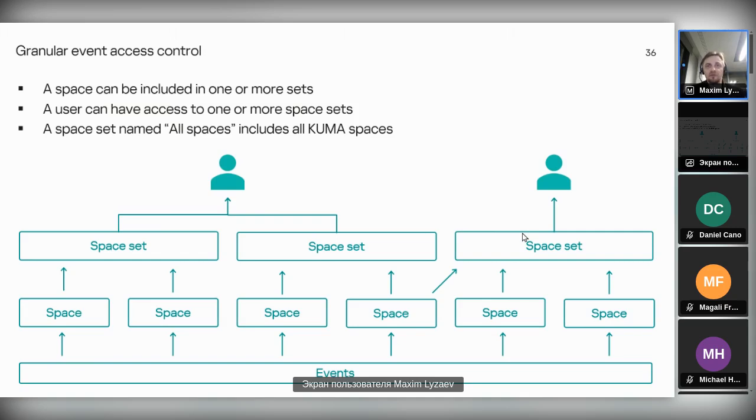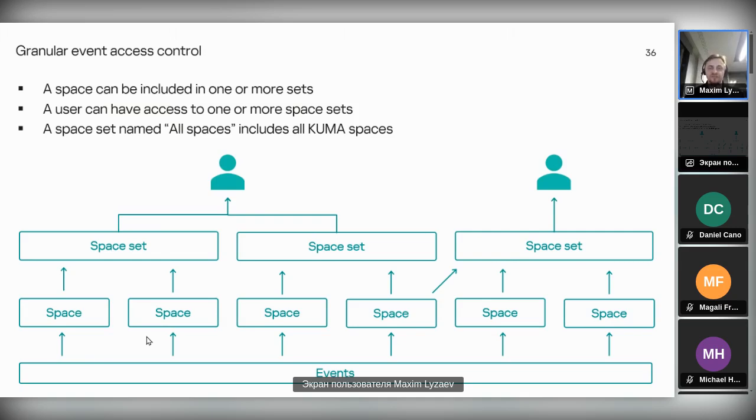Spaces are needed not only for granting access, but also for deleting all events from storage. We cannot delete events one by one from ClickHouse. Or probably we can, if we go to the ClickHouse interface and do something from the command line. But from the KUMA interface we cannot do that. So we operate with partitions. These spaces create partitions which have groups of events.